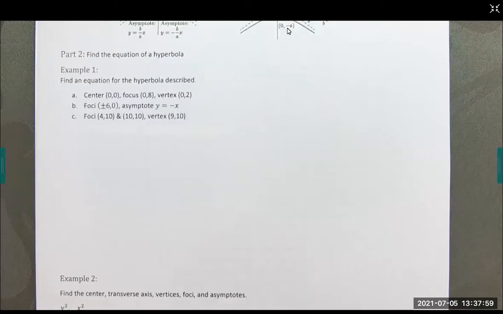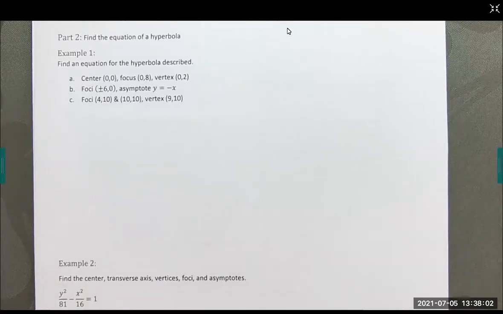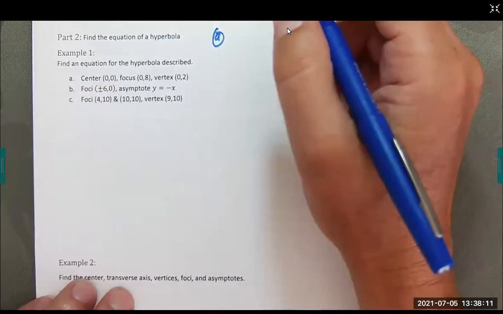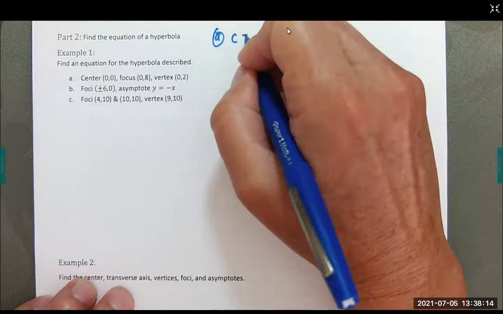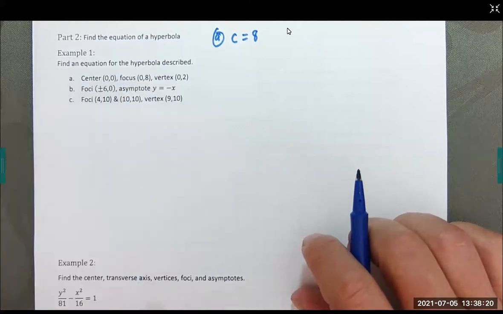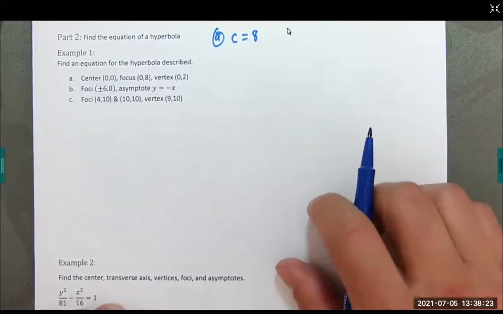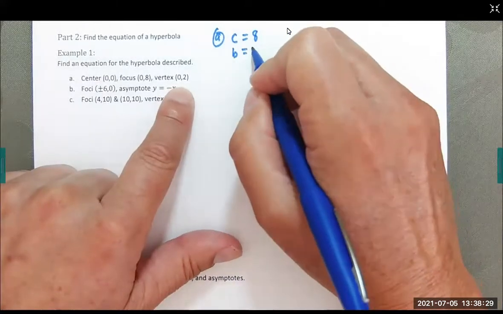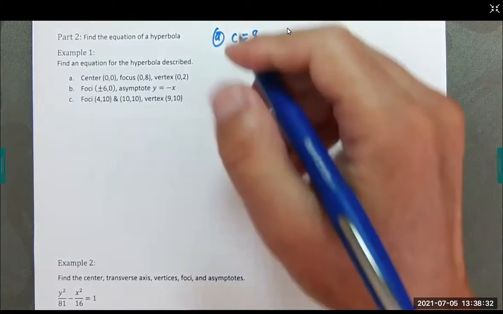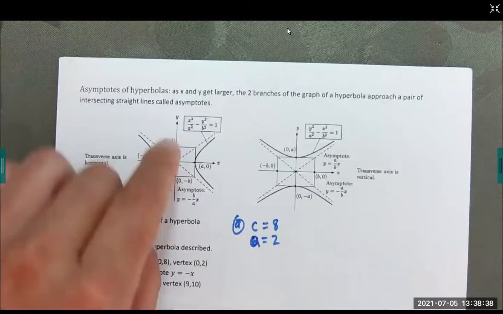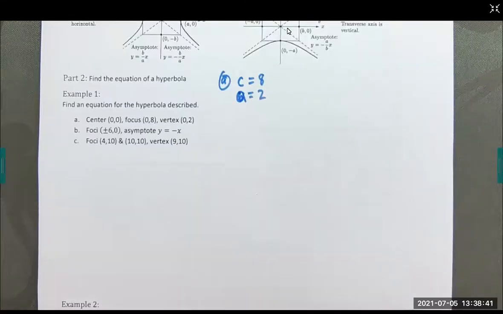Using that information, let's find an equation based on this. So we'll go part A, I'll do up here. So we have a center at 0, 0, that's always nice. A focus, meaning c, is 8. And because it's on the y-axis, that means we have a vertical transverse axis. We also have that a is 2. Let's call it a, that way it matches the picture. That way the a is always the first one. Some teachers don't switch it like that, that's okay.